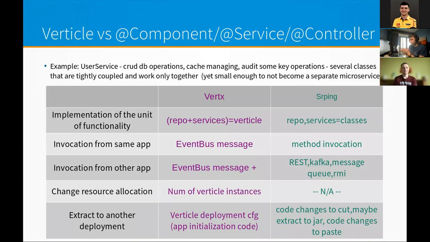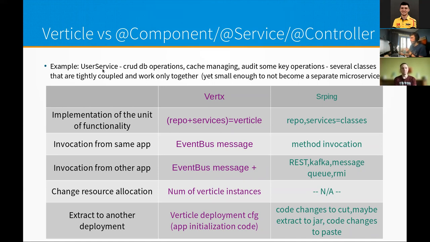Okay, next one. So next comparison is, I want to compare one vertical as a unit of functionality with units of functionality in Spring, such as services, controllers, such as beans. Basically, you define some bean as a unit of functionality, unit of business logic. How is that different from Vertx as vertical, because by my explanation, it looks pretty similar. They should do the same. Yeah, pretty similar, but vertical is a little bit higher, one layer higher on the functionality.